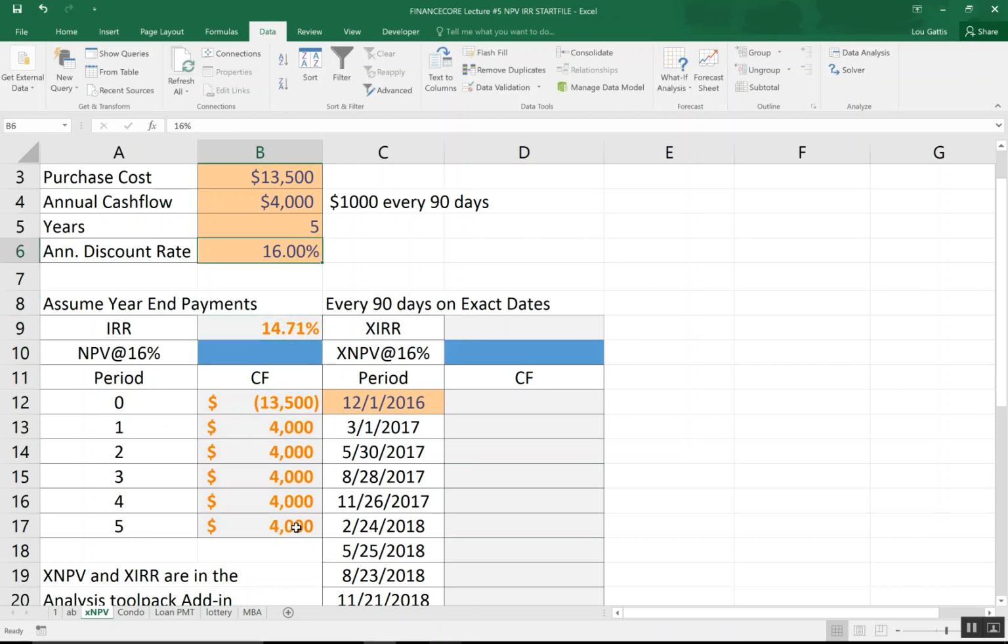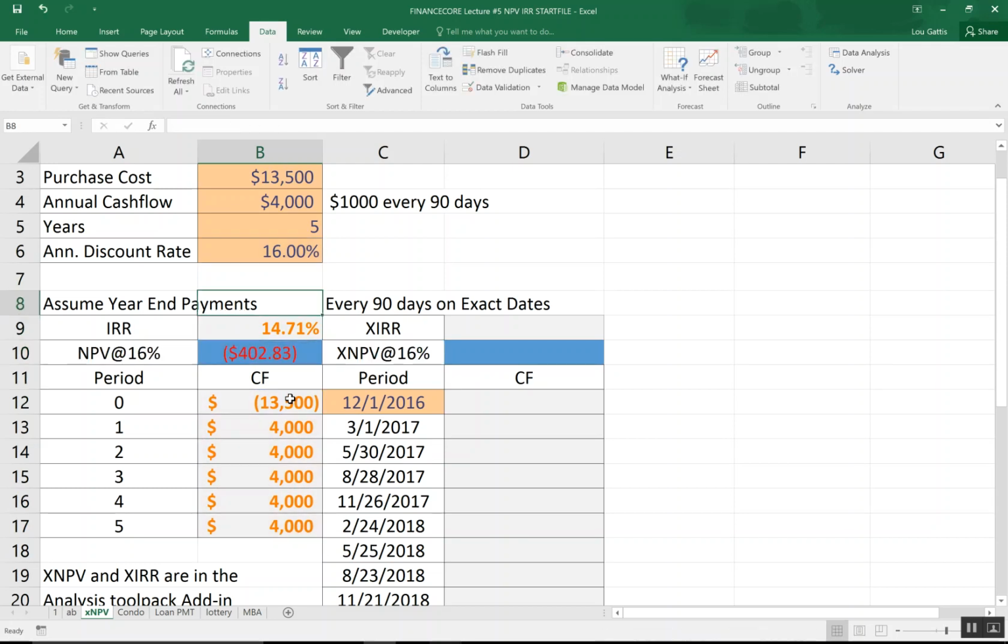14.71%. In this case, my discount rate is 16%, so the project does not look like it's going to be a good project. Must mean the NPV is going to be negative. So let's calculate the NPV. I'm going to put in my discount rate, let me anchor that, comma. My future cash flows, those are the 4,000s. Now you need to add back that first cash flow. And there's my NPV, negative $402.